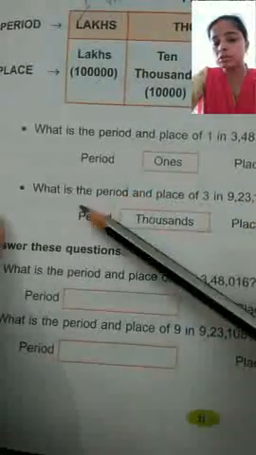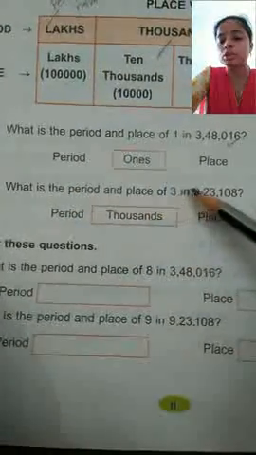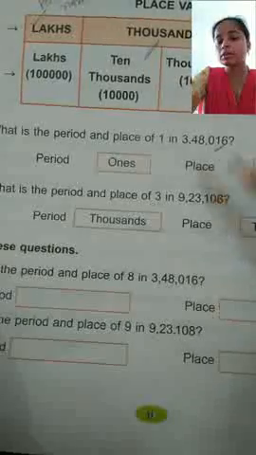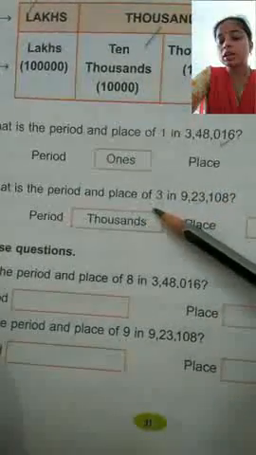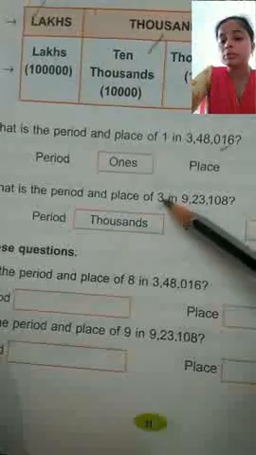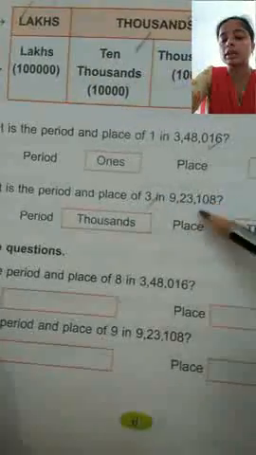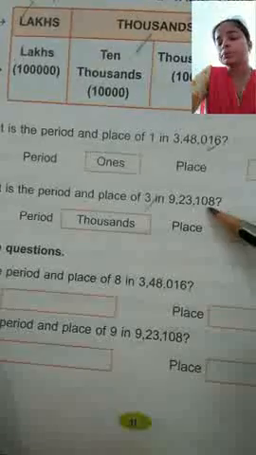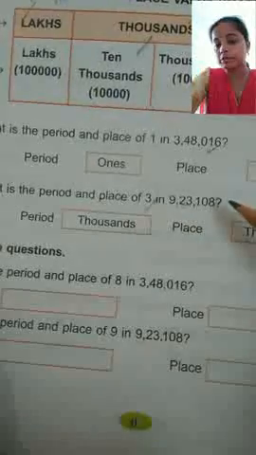So what is the question? What is the period and the place of 3 in the given number? We have to find the period and the place of 3 in the given number. So first of all we will find the place. For finding the place we will count the number as we did earlier.